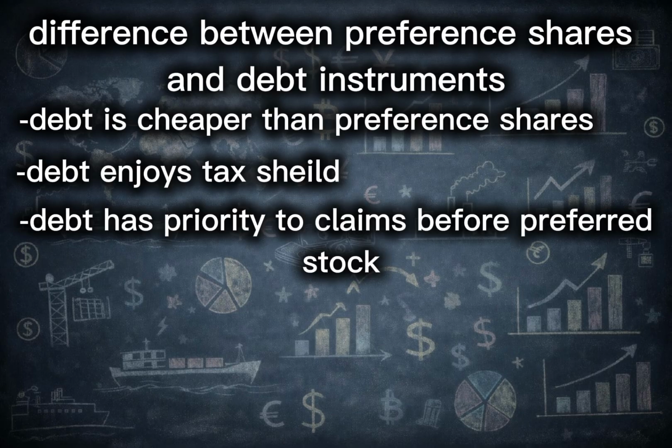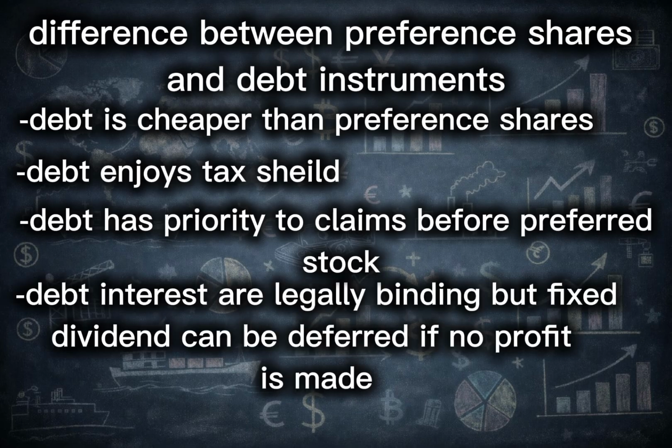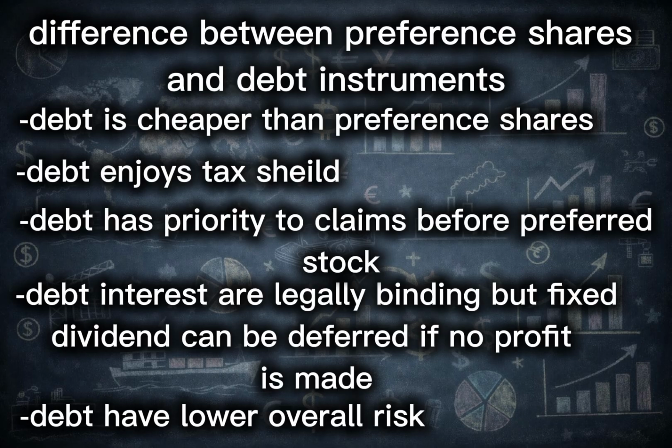And also, debt holders have priority before preference shareholders. Debt holders are paid first in case of liquidation, in case there is earnings, before preference shareholders. Let's not forget that interest on debt is fixed and legally binding. But fixed dividend on preference shares can be delayed if there is no profit. Also, debt does not suffer any ownership risk that preference shareholders suffer. Not to mention that debt has lesser risk than preference shares.